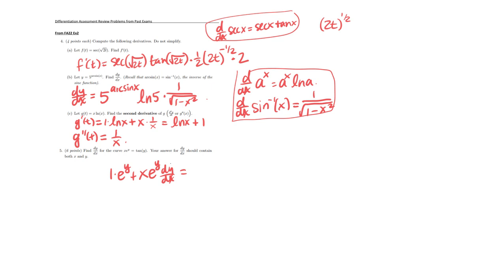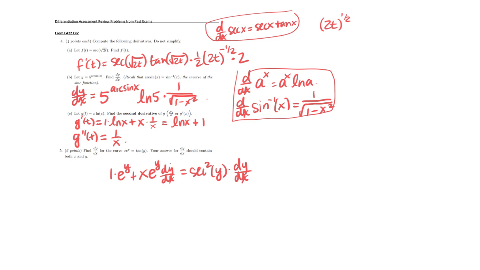Equals, here I have tangent of y. Again, I need to use chain rule. So the derivative of tangent is secant squared. Leave the inside alone. Multiply by the derivative of the inside. And now I just need to solve that for dy dx.